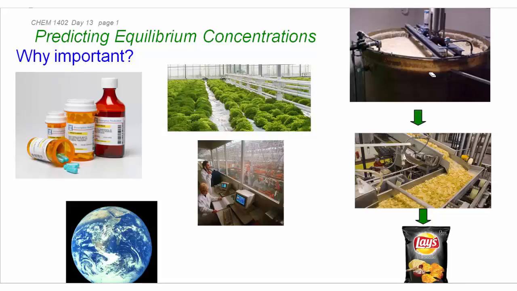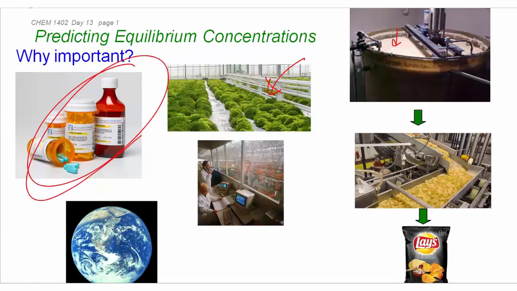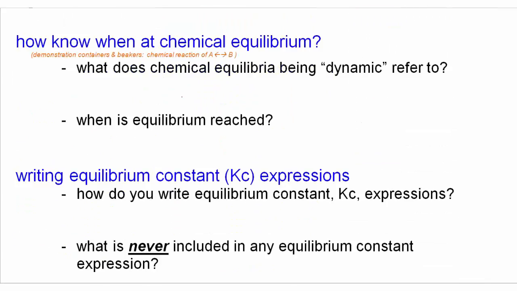Predicting equilibrium concentrations. This is kind of gross, but they're making potato chips. So whether you're making potato chips or you're trying to grow some plants and adding some fertilizer or working with pharmaceuticals, it's very important to know the concentration of product at equilibrium, or even the concentration of reactant that is left, that didn't react at equilibrium. So being able to predict these concentrations of reactants and products at equilibrium is a really important skill and very, very applicable. So how do we know when we're at chemical equilibrium?